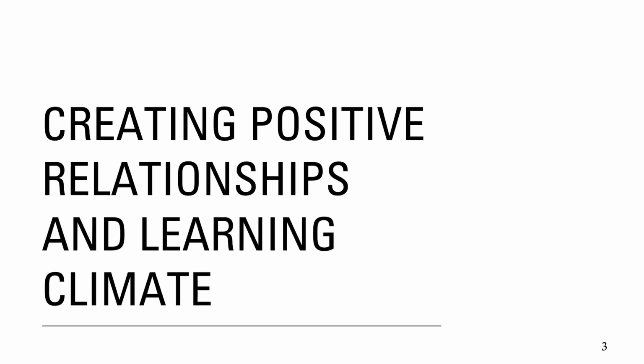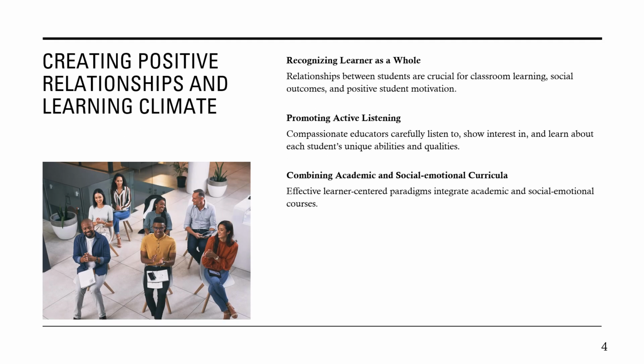Creating positive relationships and learning climate. Relationships between students are crucial for classroom learning, social outcomes, and positive student motivation. Therefore, teachers must address the learner as a whole and become involved. We need to promote active listening. Compassionate educators carefully listen to, show interest in, and learn about each student's unique abilities and qualities. Furthermore, we can integrate academic and social emotional curricula into our courses.